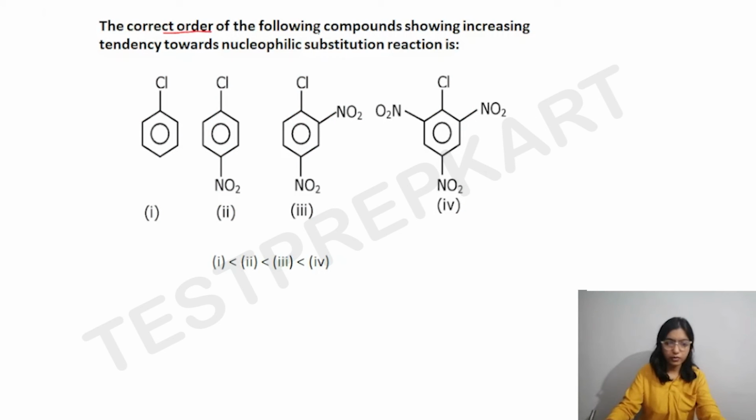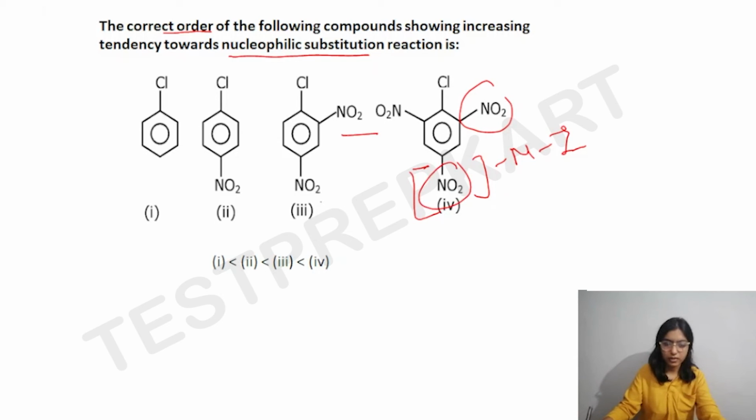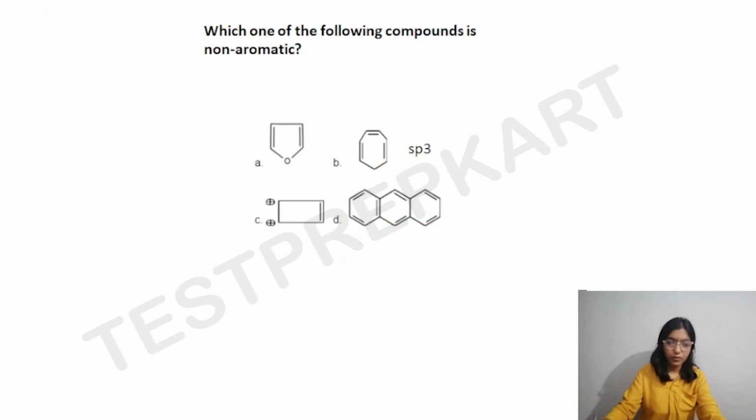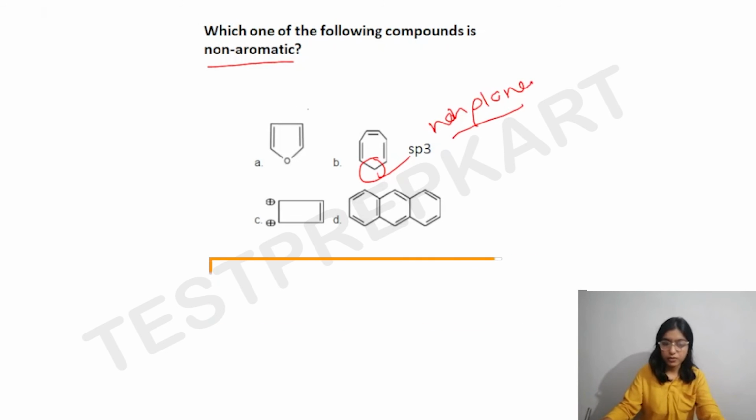The correct order of the following compounds showing increasing tendency towards nucleophilic substitution. NO2, which shows minus M, minus I effect, here at ortho and para positions, and then the second and third. So the order for nucleophilic substitution will be 4, 3, 2, 1. You can see that. Which of the following compounds is non-aromatic? Here this is sp3, non-planar, so this will be non-aromatic.